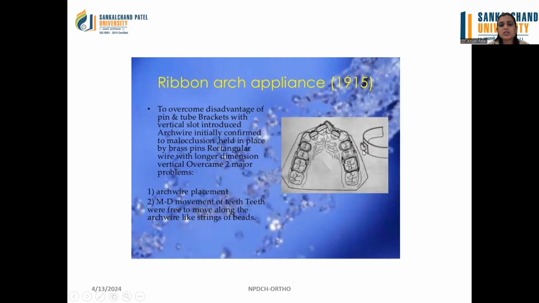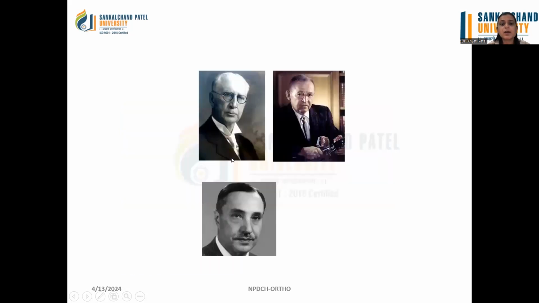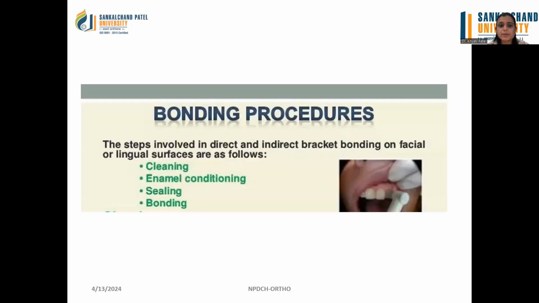So this is the ribbon arch appliance in 1925. You can see the bracket. These are the dimensions of the bracket. This is the vertical slot. Here we ended the slot, and we fix the arch wire with the brass wire pin from this side. So these are the authors and the pioneers in orthodontics, Edward Engel.